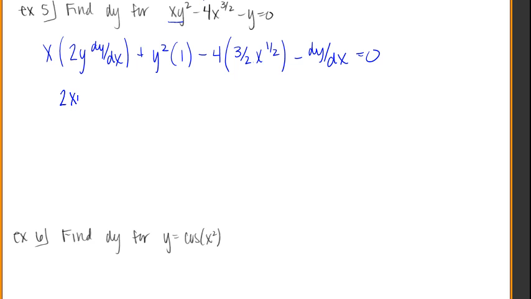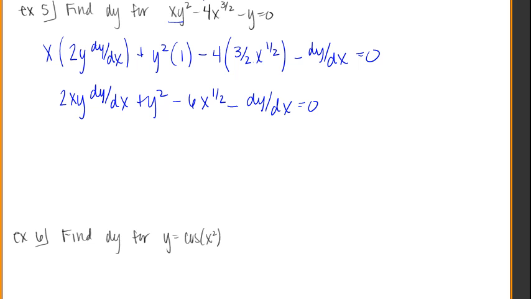We have 2xy dy/dx plus y squared minus 6x to the 1/2 minus dy/dx equals 0.